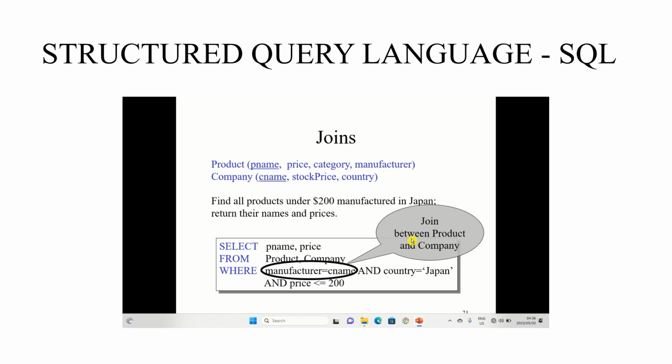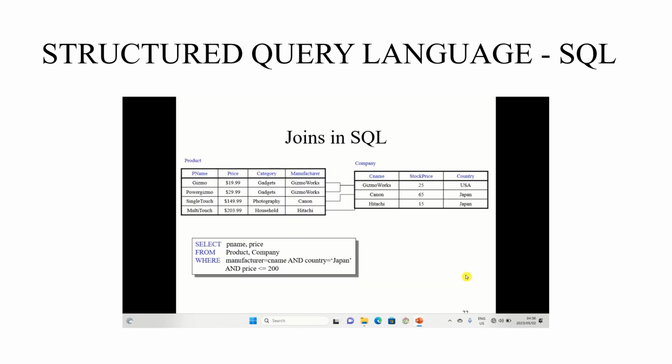So this is the join between product and company, and then those are the conditions. So they are showing you the nature of the join: manufacturer, Gizmoworks, because the manufacturer Gizmoworks is the company name, you see. So all these two here, they coincide with that. Canon, Hitachi. You see the relation, or the connection, between manufacturer and company name. That is how it is.